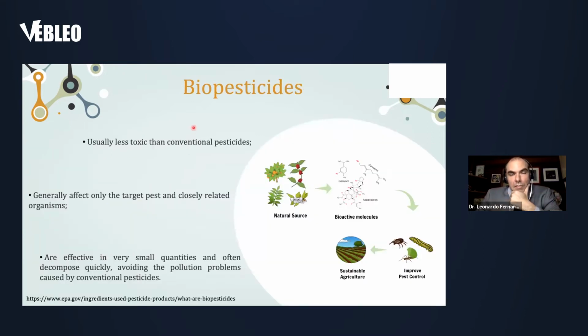Regarding biopesticides, which is the focus of my presentation, why can we use biopesticides? Usually they are less toxic than conventional pesticides. Generally, they affect only target species or closely related organisms. It's different from synthetic pesticides, which affect a broad range of organisms. And most of the time these biopesticides are effective in very small quantities. This is interesting because they can be decomposed quickly in the environment, and they are not persistent. So the idea is that we have a lot of natural sources of molecules, and using these as bioactive molecules, we can improve pest control and promote a more sustainable agriculture.